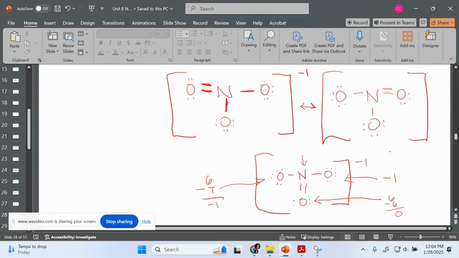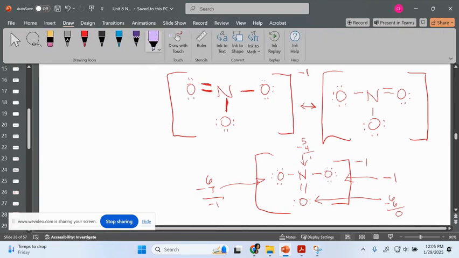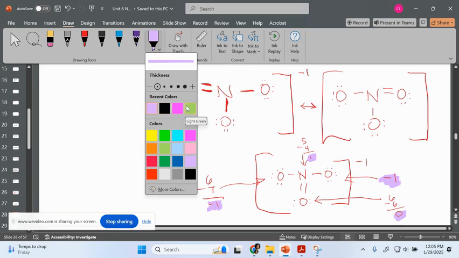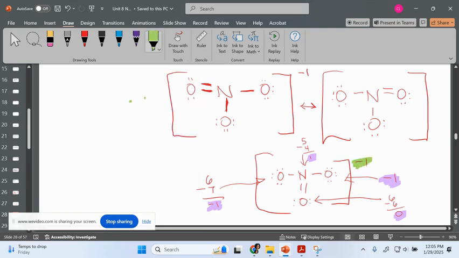And what about my nitrogen? How many should nitrogen have? 5. How many does it have? 4. So it is a +1. Now, if I take this +1 here and add it with this -1, this -1, and the 0, what is my overall charge on that item? -1. That's where we're getting that -1 from. And these are called resonance structures.